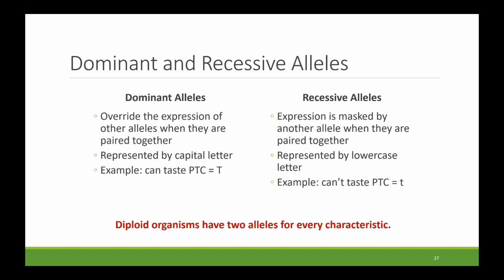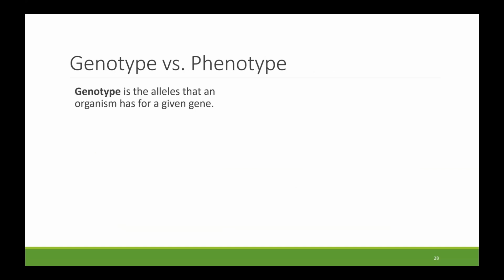And any organism that is diploid is going to have two alleles for every characteristic. Because remember, our chromosomes come in pairs, and the genes that are found on these pairs of chromosomes, they're the same genes even if they represent different alleles. So the combination of alleles that you have on your pair of chromosomes is called a genotype. Genotype is the term that's used to refer to the alleles that an organism has for a given gene. For example, if you have the dominant allele on both of your chromosomes, this is your genotype.